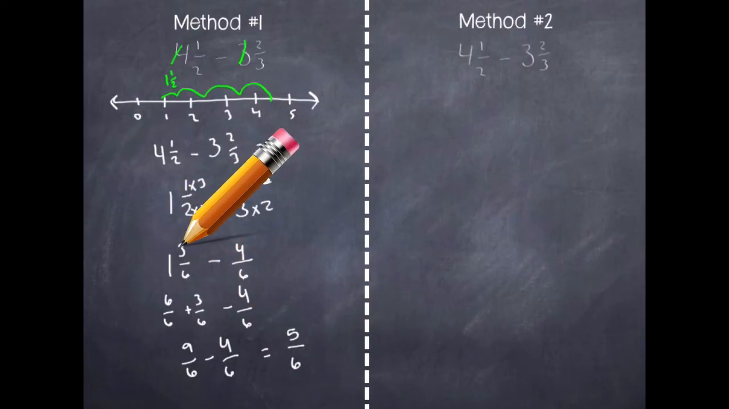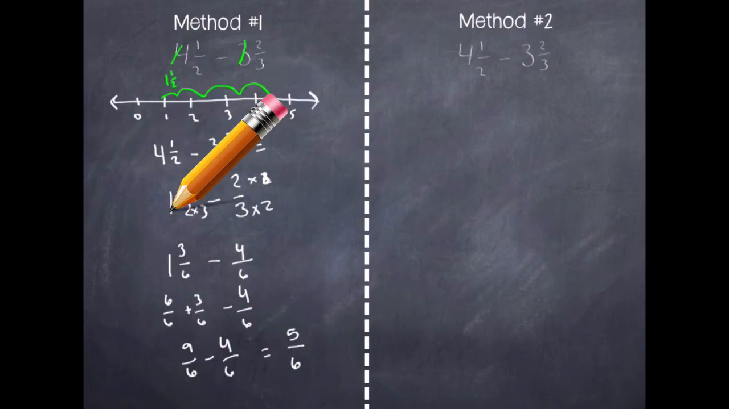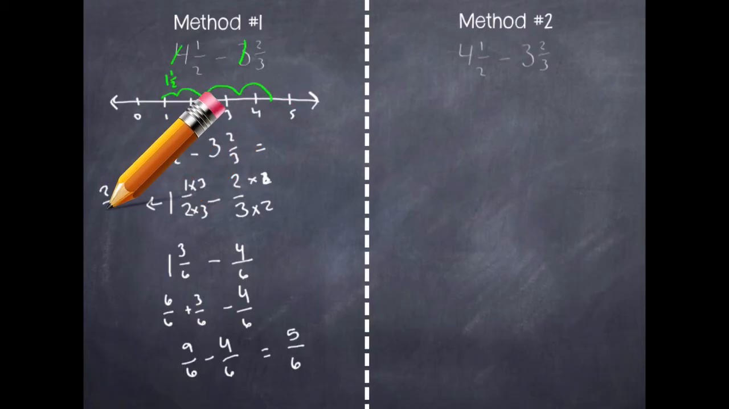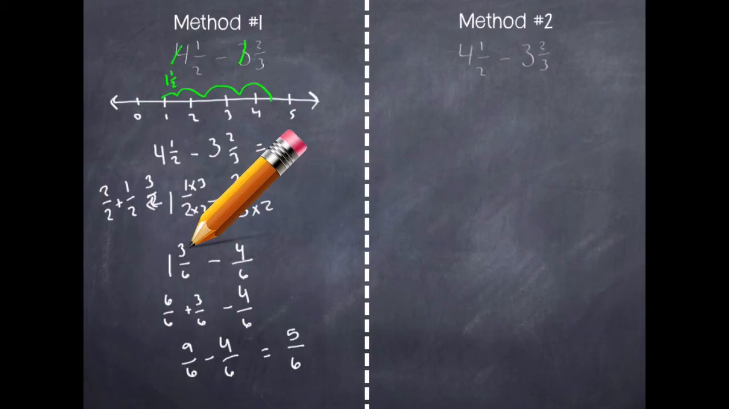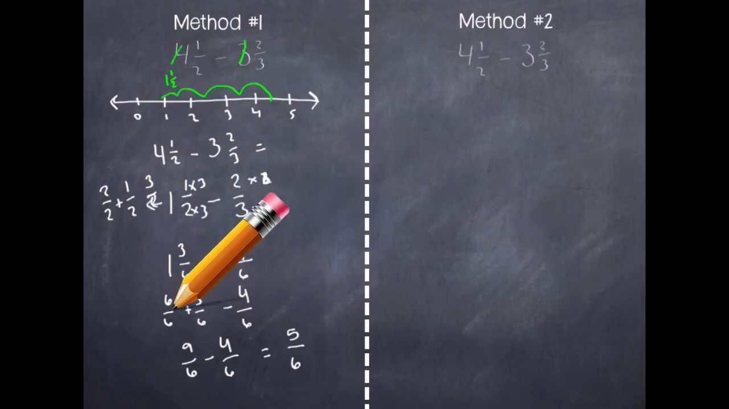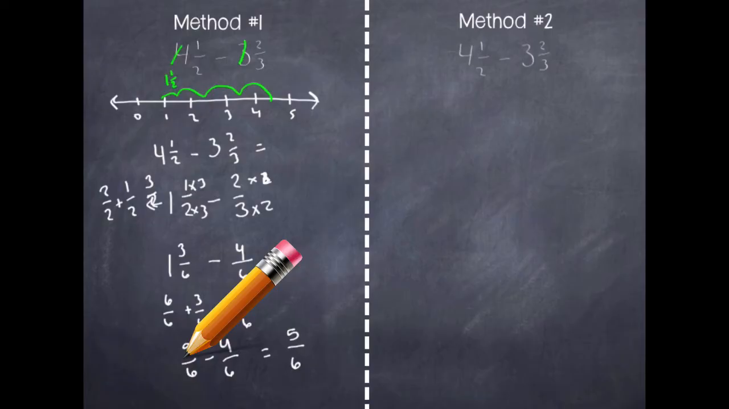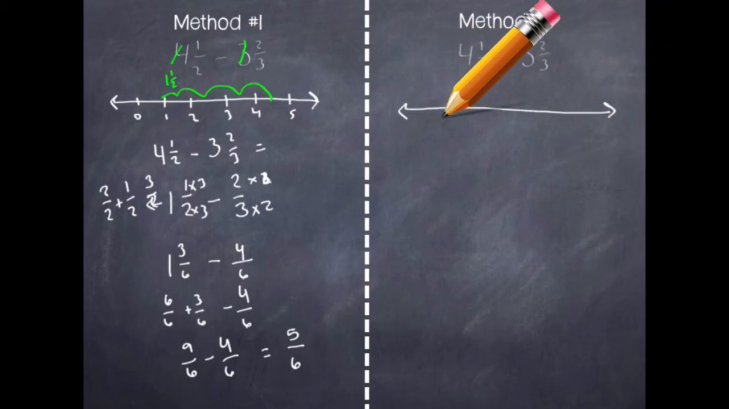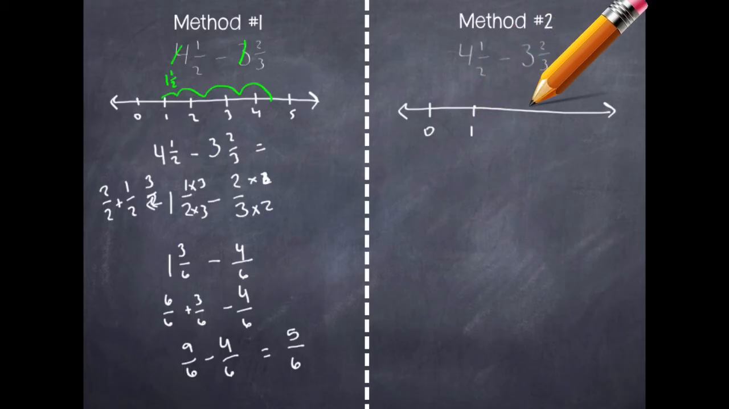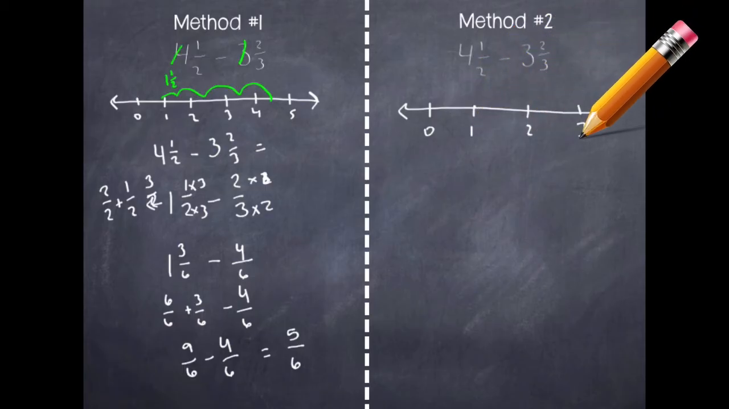Perfect. I could have also done that up here. I could have said that 1 1/2, 1 whole, would be 2/2 plus 1/2, which would be 3/2, and then I could have done it that way. You could do it at either spot. I just chose to do it afterwards, so either way is good. You're still going to get the same answer. That's method 1, okay?